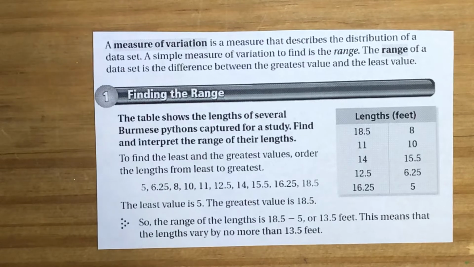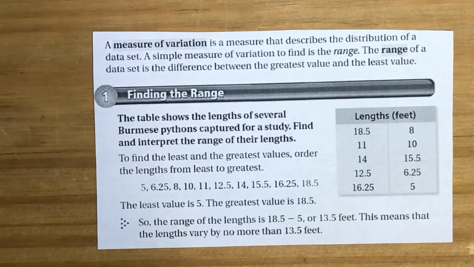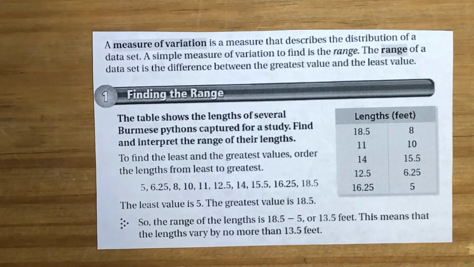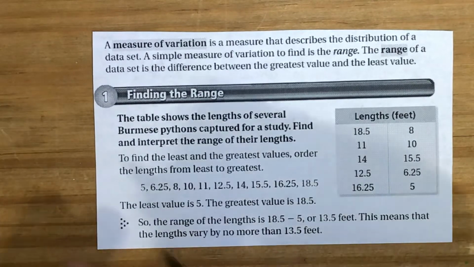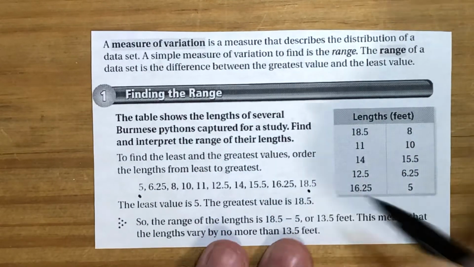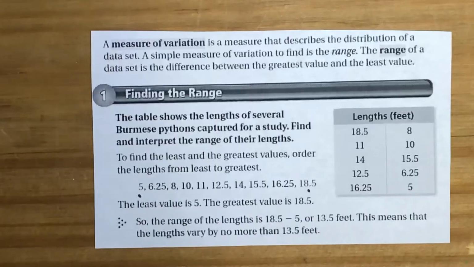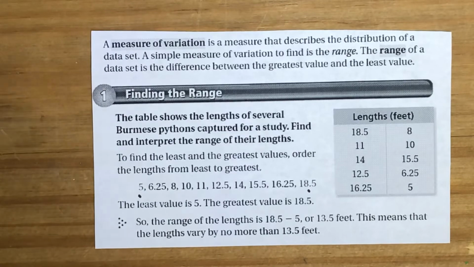And you can see in this example, the table shows the length of several Burmese pythons captured for a study. We want to find and interpret the range of their values. So to find the least and greatest values, it's helpful to put the data in order from least to greatest, which they did here. You can see that the least value is 5 and the greatest value is 18.5. Now what we can do is subtract that to get a total of 13.5 feet.